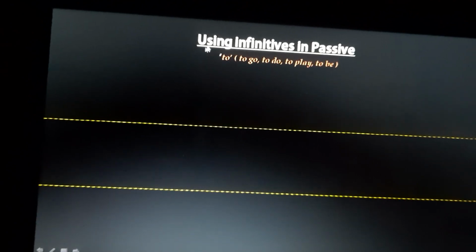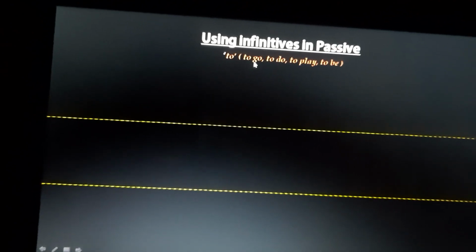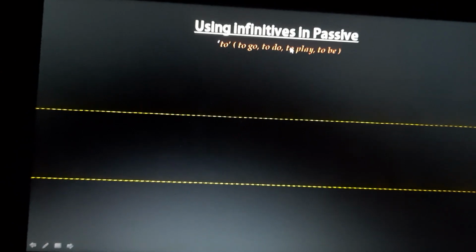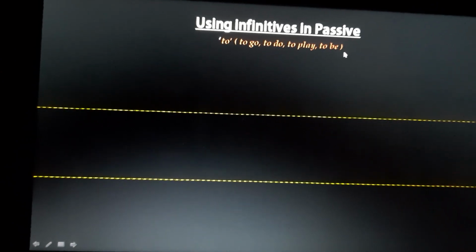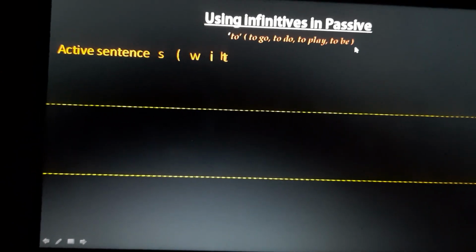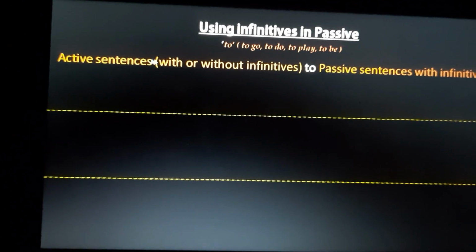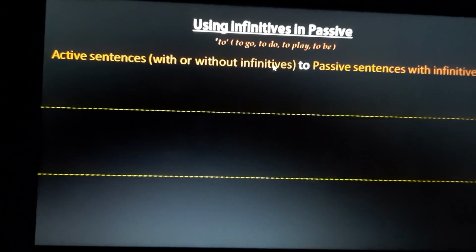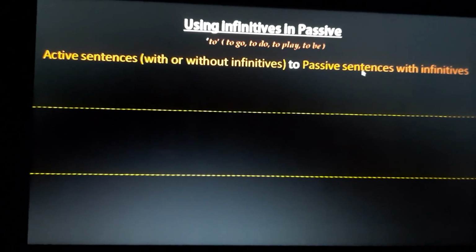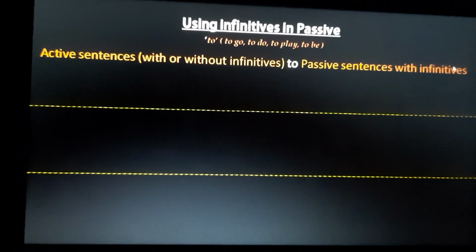Infinitives are verbs which begin with to, like to go, to do, to play, to be, etc. Here we will learn how to convert active sentences with or without infinitives into passive sentences with infinitives.